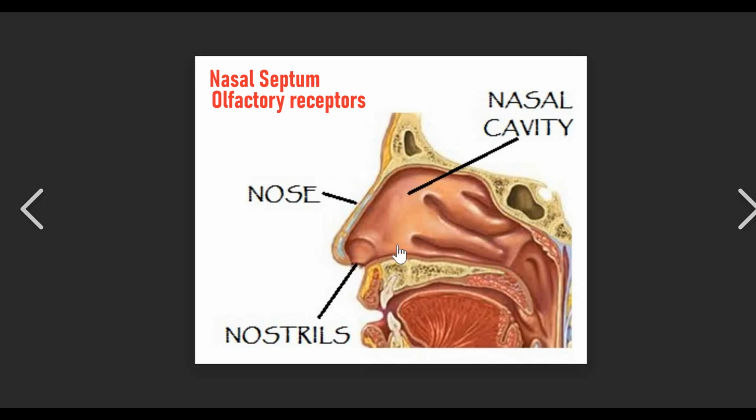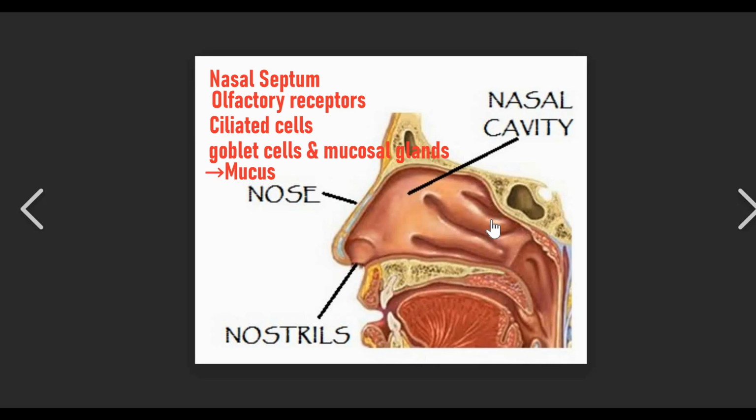This nasal cavity also has ciliated cells, and the goblet cells and mucus gland produce mucus. So the cilia and the mucus helps to filter air from foreign particles as the air moves through the nasal cavity. It also warms and humidifies, that is, add moisture to the air. Through the nasal cavity, air moves into the pharynx.